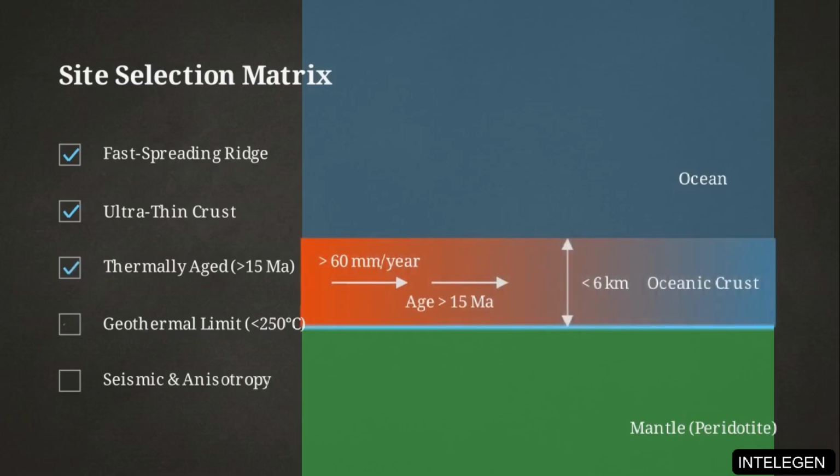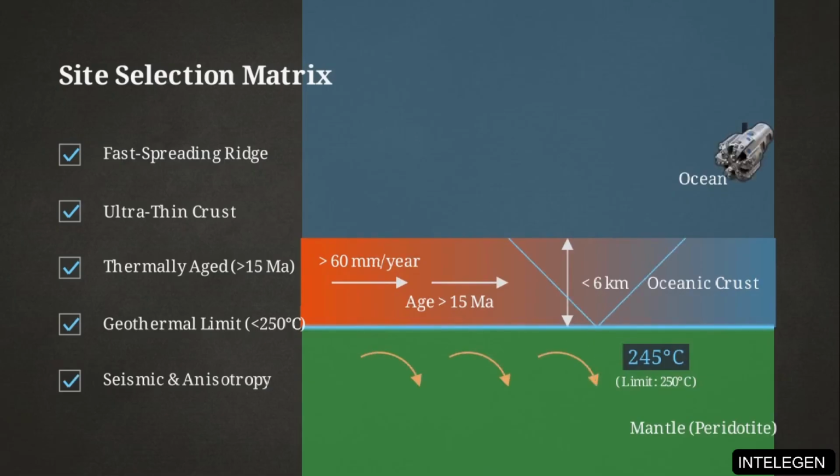Older crust supports a lower geothermal gradient, ensuring the temperature at the Moho interface remains below the 250 degrees Celsius limit of drilling equipment. Finally, the site must exhibit distinct sub-Moho seismic refractions and specific mantle anisotropy. This allows geodynamicists to contextualize the samples and understand the directional flow of the mantle engine.